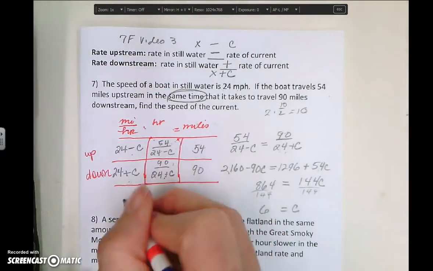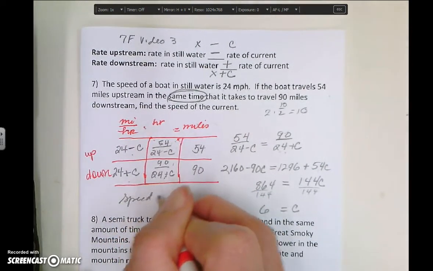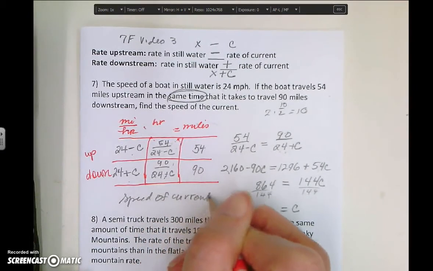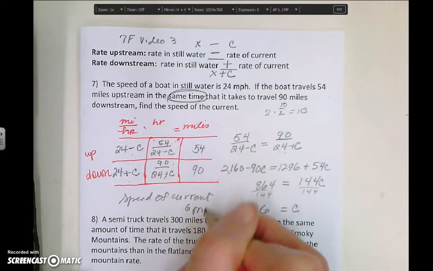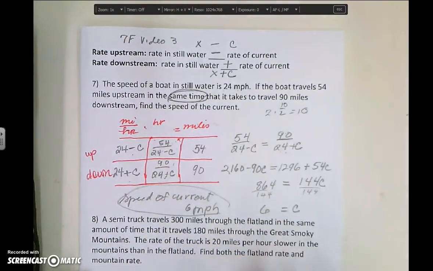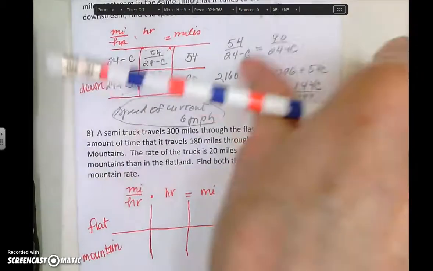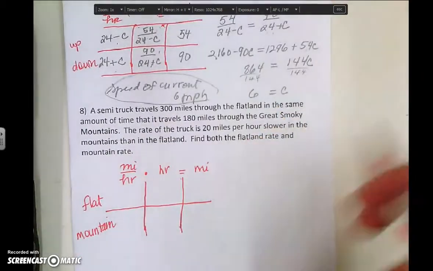So the speed of the current is going to be 6 miles per hour. And that's our answer. All right, so give a try at doing problem number 8 and put those things in.